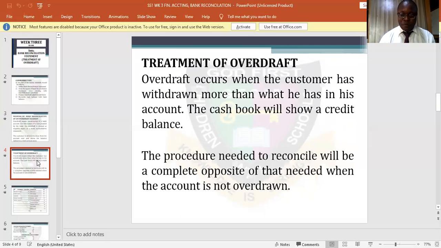Then the cash book will show a credit balance. So in the cash book, you see the balance at the credit side. Then the procedure to reconcile will be a complete opposite of the last topic that we treated, balance as per cash book. So we are going to look at the question we are given here.